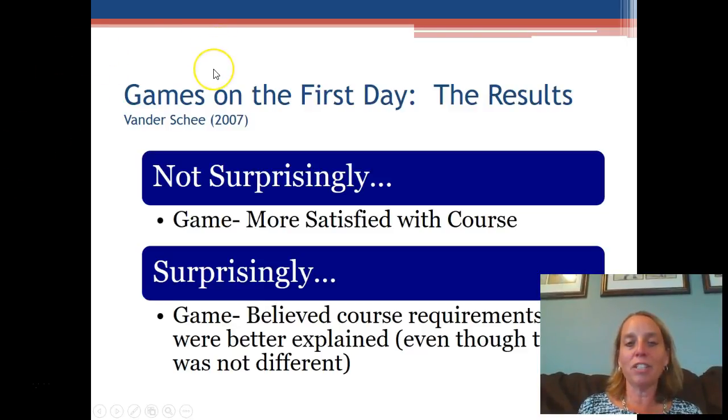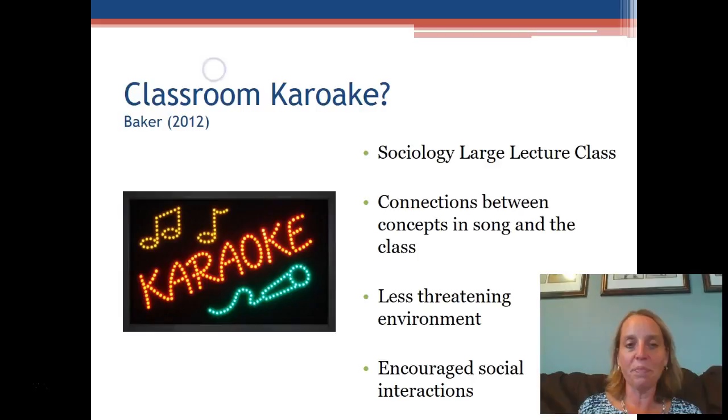So they just kind of made that transfer into some other areas that weren't even actually true, but that positive impact just kind of trickles into other areas as well. Now, this may not be your style to do karaoke, but Baker talked about how this was a great strategy that they found to use in their sociology class, especially when it was a large lecture class.